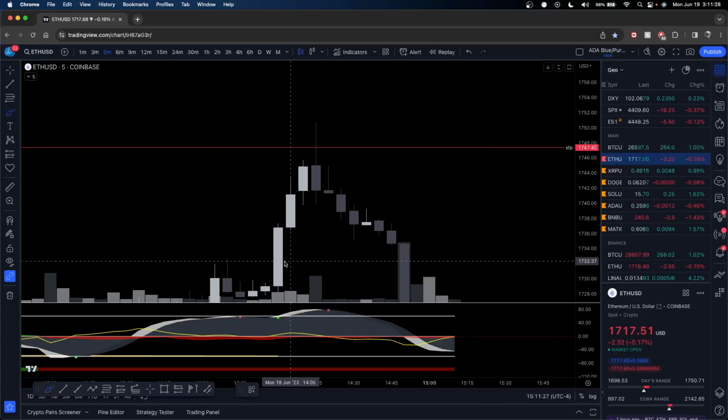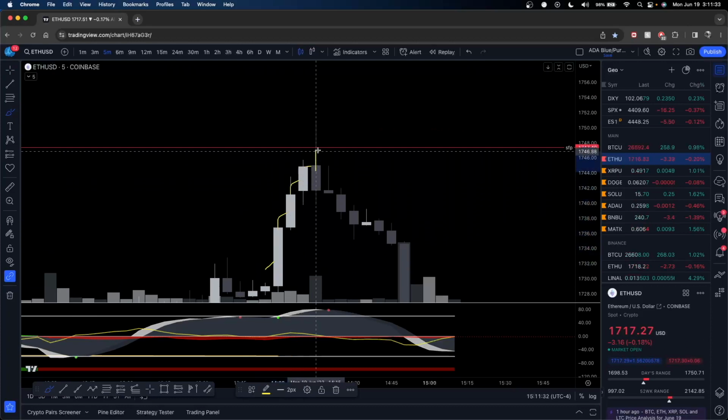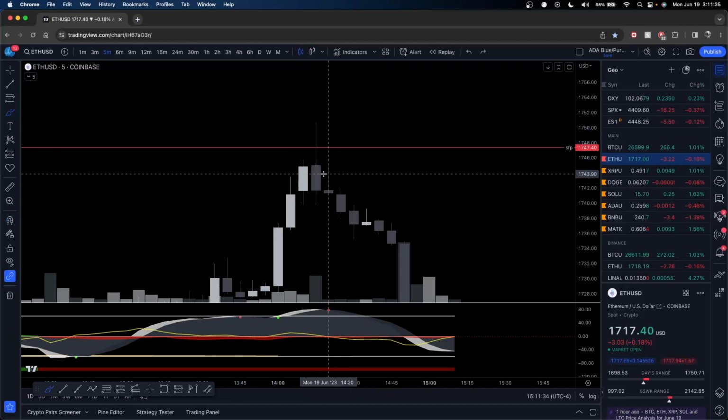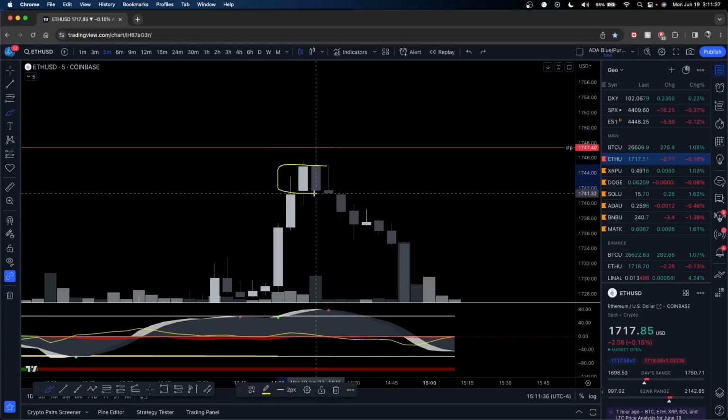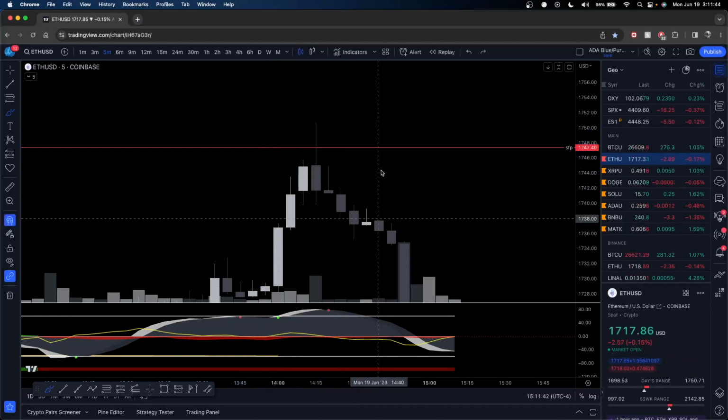We had price make its way up, and then price shot above that level. However, it was unable to close a candle above this line. So price shot up and very quickly rejected. This is considered a swing failure pattern.